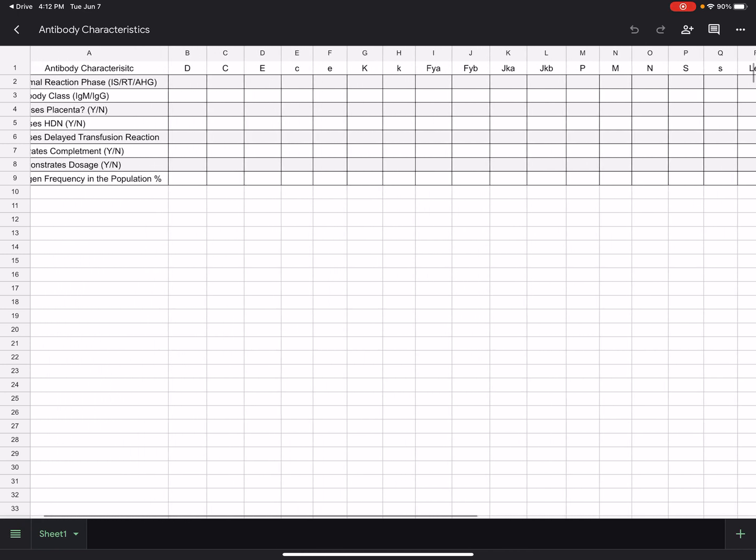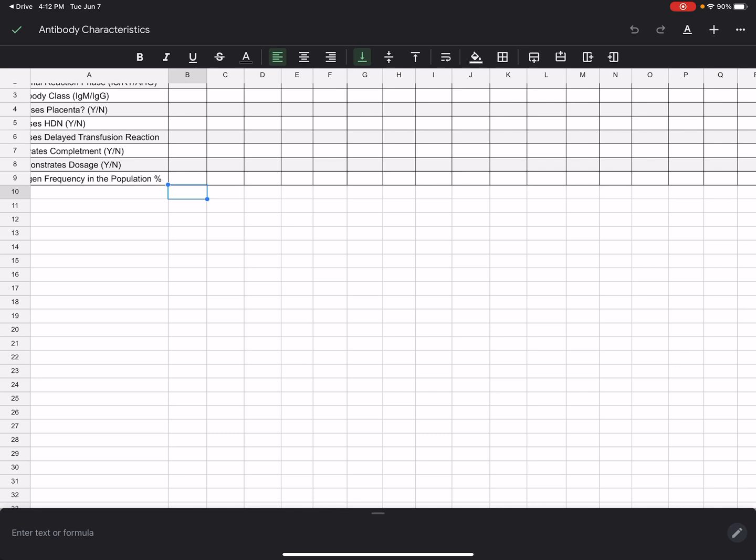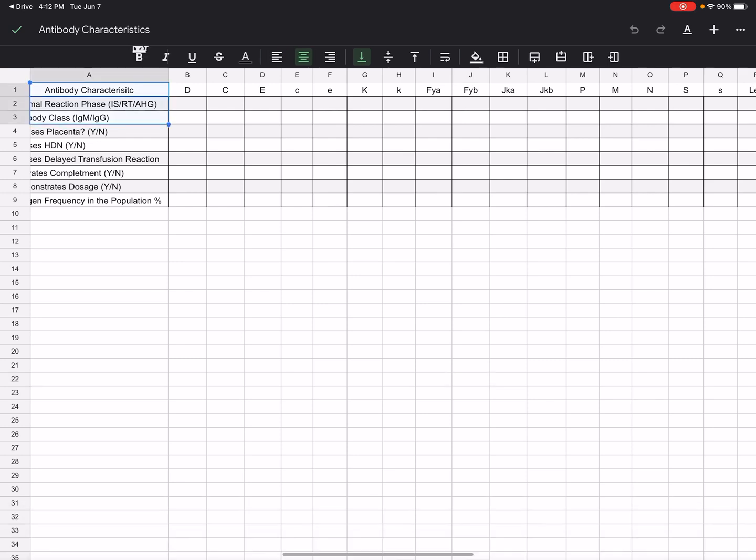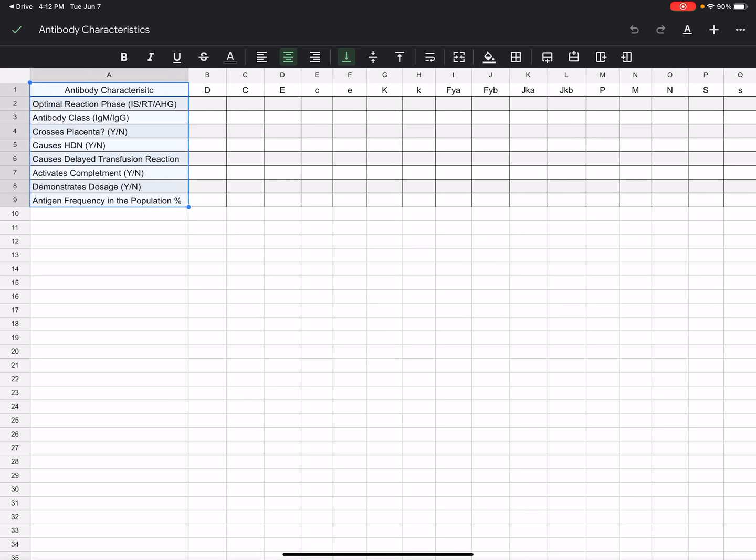And let me see if I can overlay on this. I don't know if I can. I can do it this way. All right. So antibody characteristics down this column, right? We're going to look at your optimal reaction phases, your antibody class, does it cross the placenta? Can it cause hemolytic disease of the newborn? Can it cause a transfusion reaction? Complement. Does it show dosage? Antigen frequency in the population?